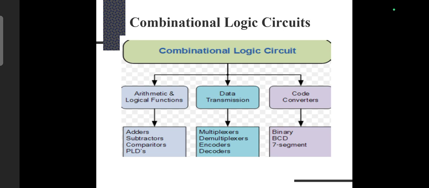These combinational logic circuits are classified into many categories: based on the arithmetic and logical functions, based on data transmission, and based on code converters. Based on the arithmetic and logical functions, the circuits are divided into adders, subtractors, comparators, and PLDs. PLD means programmable logic devices. Based on data transmission, it is divided into multiplexers, demultiplexers, encoders and decoders. And finally, based on code converters, it is divided into binary, BCD (binary coded decimal) and 7-segment circuits. We will be discussing each and every type in detail.